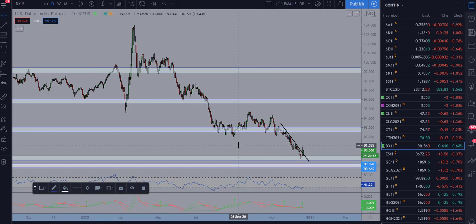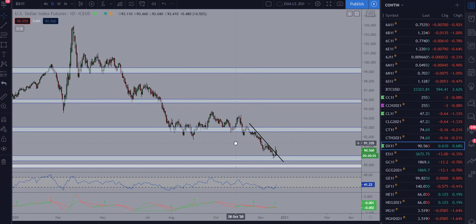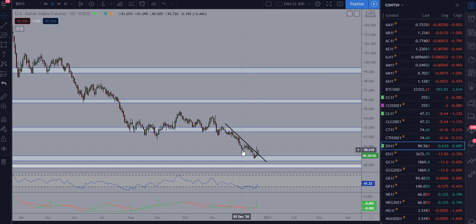So now that we've come back down to this level, we have some classic divergence going on: a low followed by a lower low, followed by a low and a higher low down here on the RSI. And we're also getting that coupled with a trend line break.